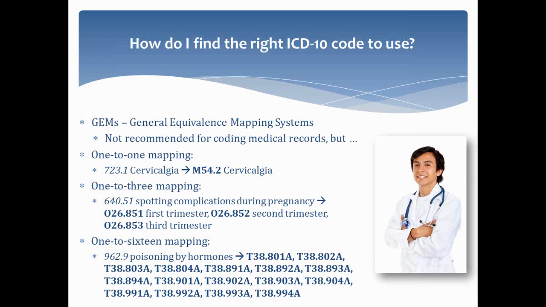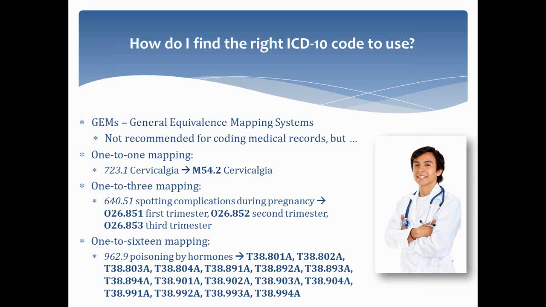So let's just take some examples. The first is a one-to-one map. If you take the code for cervicalgia in ICD-9, it's 723.1. You plug it into GEMS, you look it up in the database, or use one of these free online tools, and you get M54.2. M54.2 is the ICD-10 code, and it means cervicalgia. That one is black and white, cut and dry. The old code was 723.1. If you're going to use cervicalgia in the future, you're going to use M54.2. No problem.